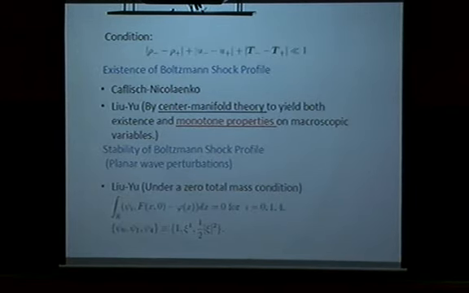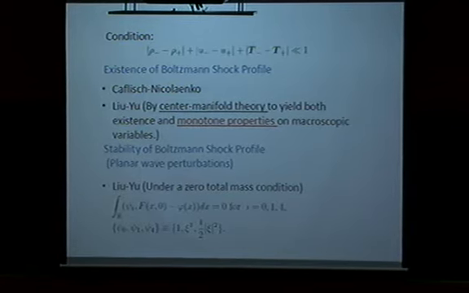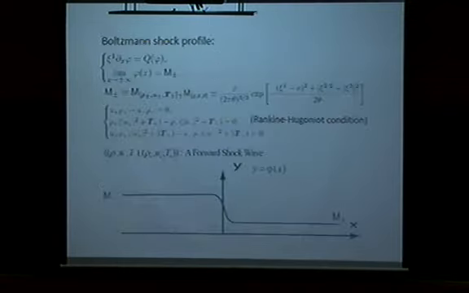And the existence of a Boltzmann shock profile was obtained by Caflisch-Nicolaenko for the hard sphere model and hard potential model. And recently, Taiping and myself introduced the center manifold and obtained another proof, and the main purpose is that this new approach tells you something about the structure of the Boltzmann shock profile.